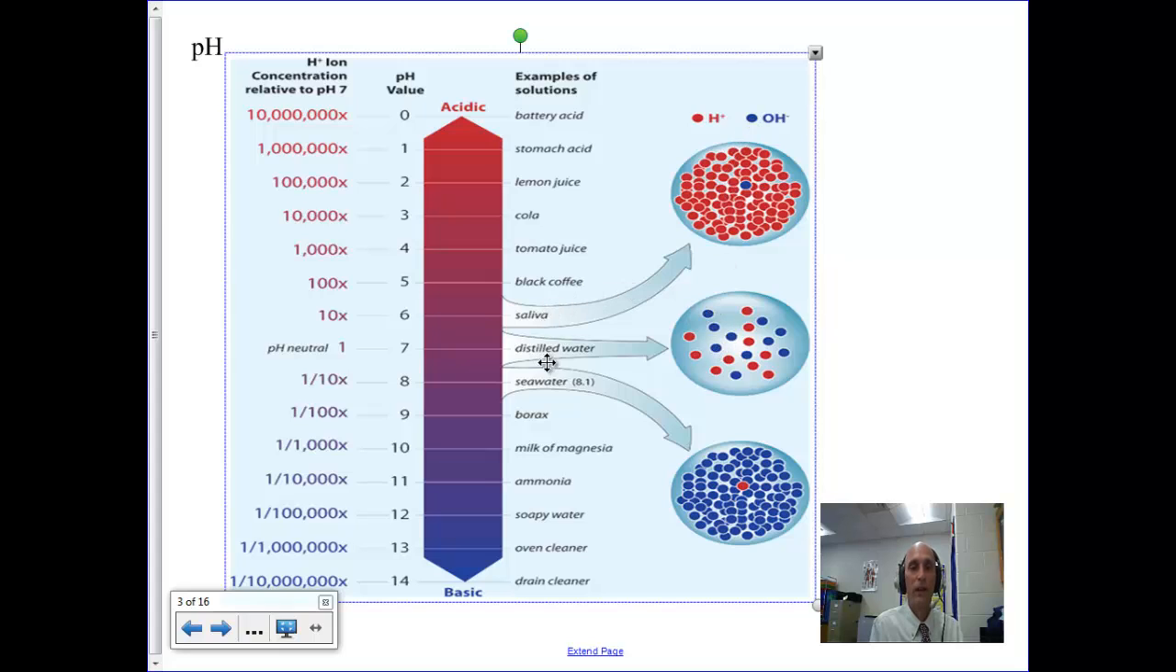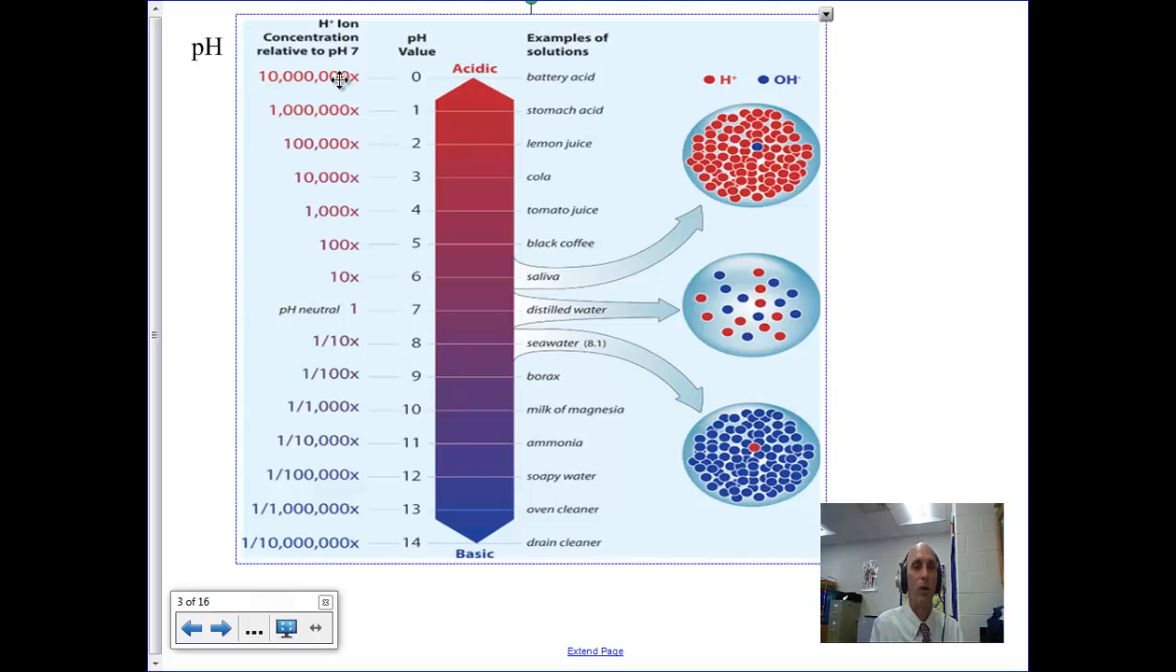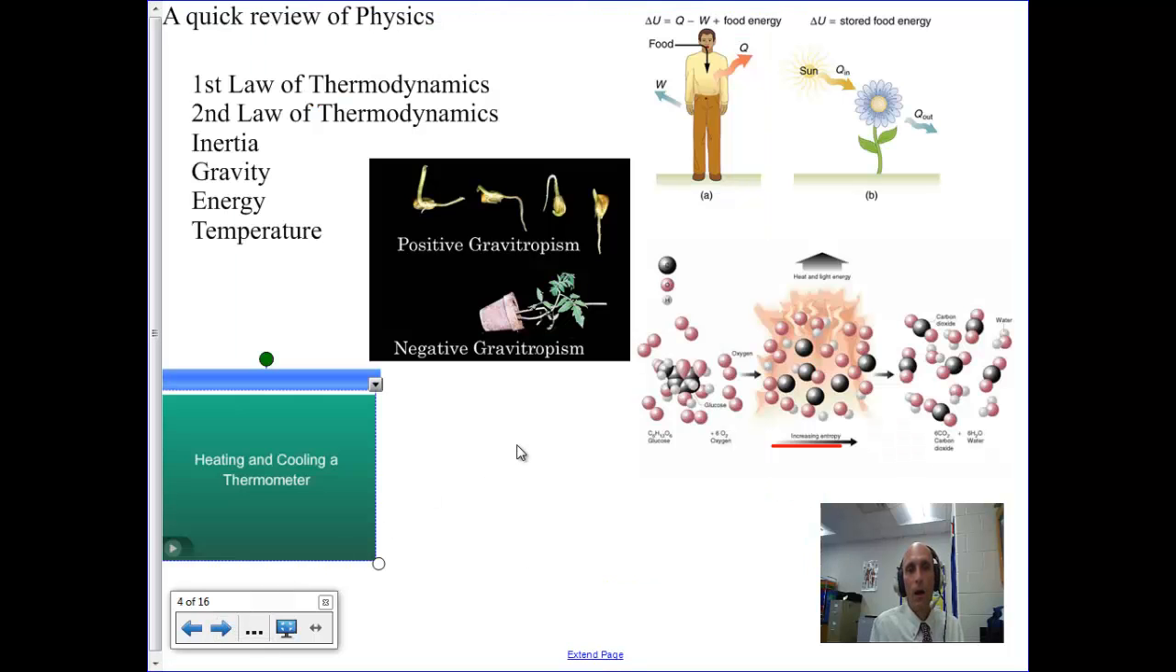So most living things exist in this space right here. We see seawater and saliva. So pH again is a concentration of H plus ions in solution, and pOH would be the concentration of the hydroxide ions.